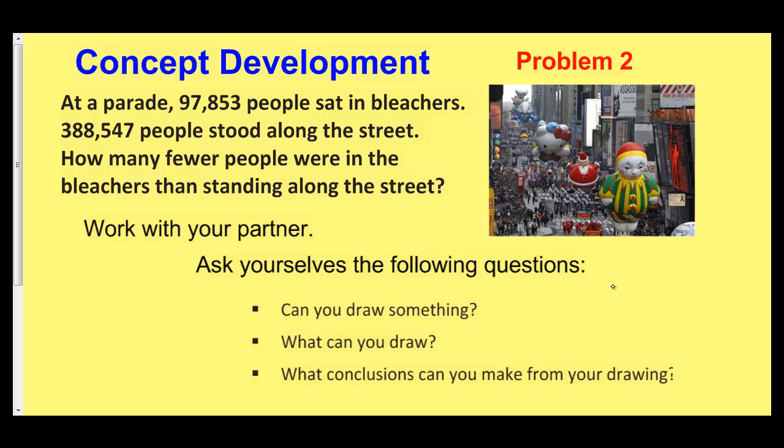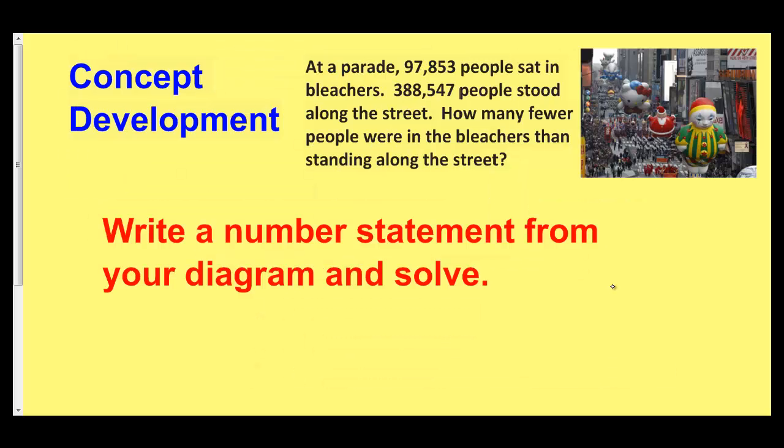So again, I want you to think to yourself. It says work with your partner. If you have a partner, you and your partner can work together. But if you're doing this by yourself, just continue by yourself. Can you draw something? What can you draw? What conclusions can you make from your drawing? So I would use a tape diagram to represent this problem. If you know how to draw a tape diagram to represent this, go ahead and do it. If not, again, you can stay tuned and follow along.